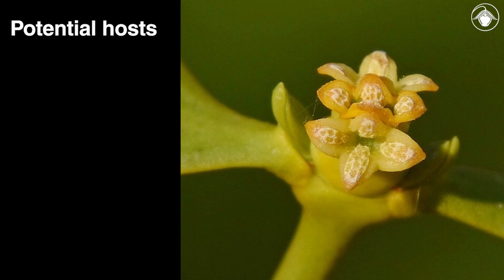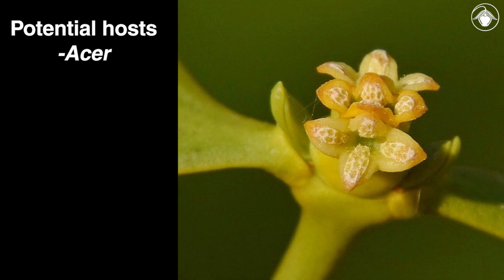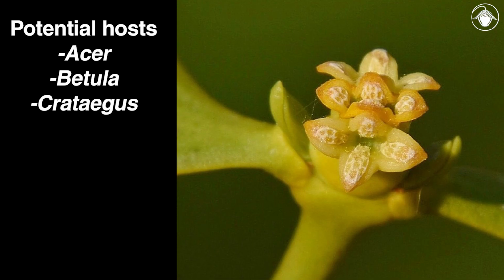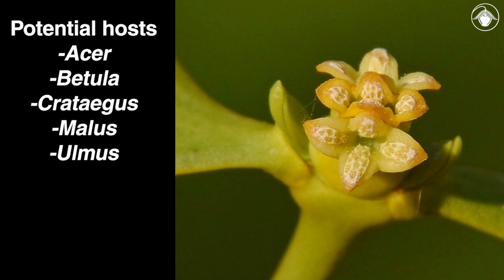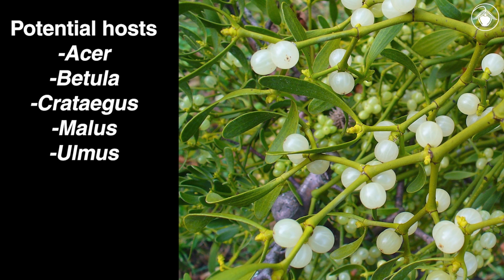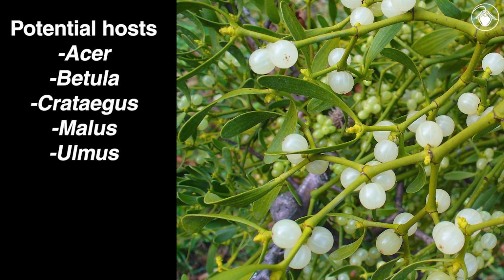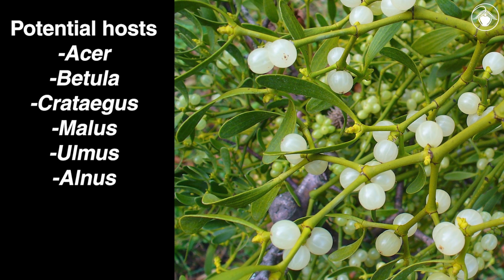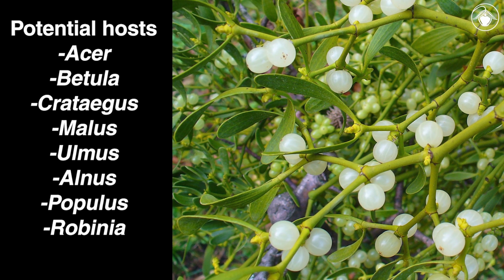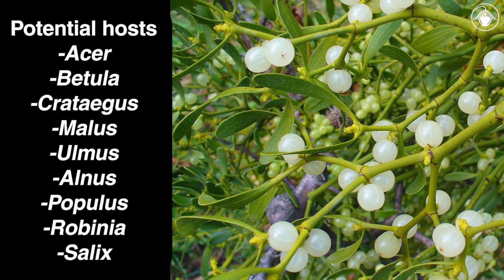European mistletoe commonly parasitizes genera not favored by our native species of mistletoe, such as Acer, Betula, Crataegus, Malus, and Ulmus. However, it may also be found growing on some genera that may serve as hosts for native Phoradendron, such as Alnus, Populus, Robinia, and Salix.